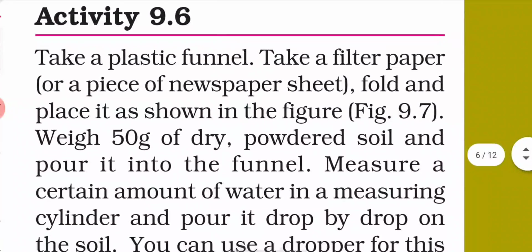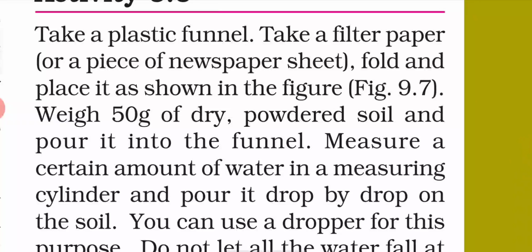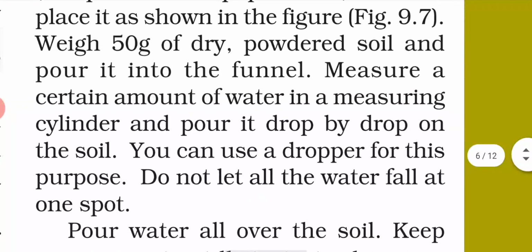In this activity, we have to take a plastic funnel and a filter paper. We can also use a piece of newspaper sheet. Now we have to fold it and make a cone using the filter paper or newspaper sheet. Now we have to weigh 50 grams of dry soil in powder form and pour it into the funnel. Now measure a certain amount of water in the measuring cylinder and pour it drop by drop on the soil.